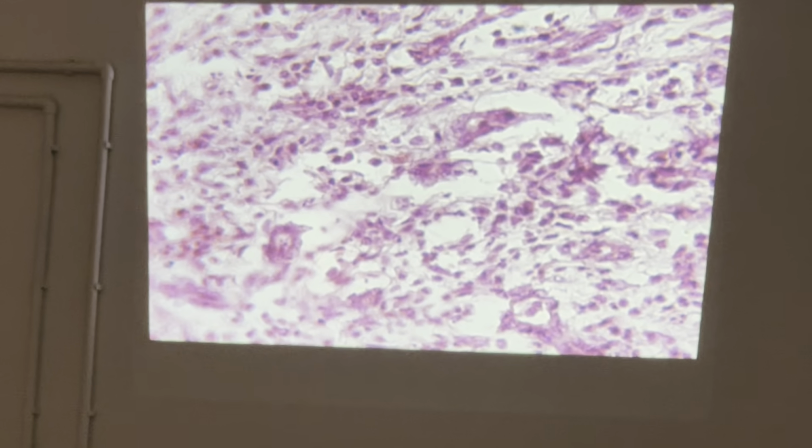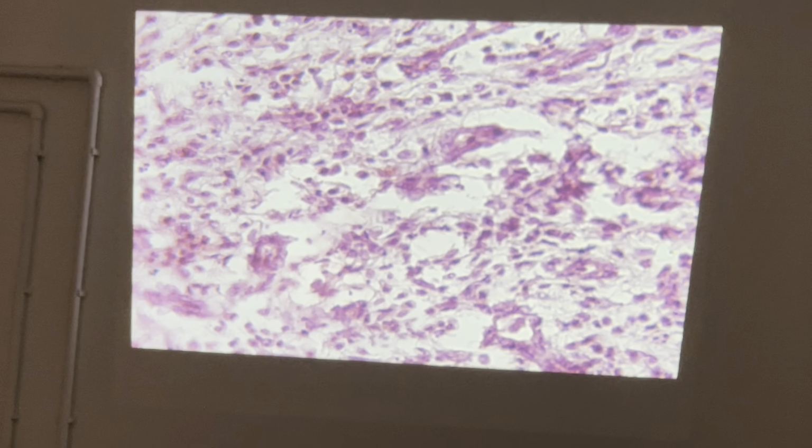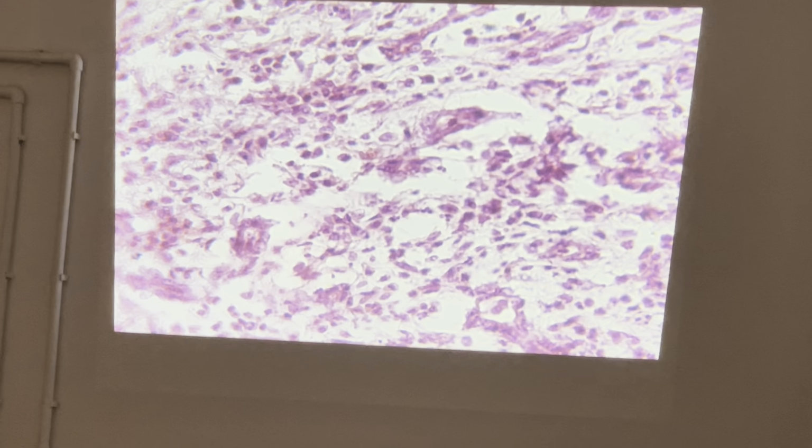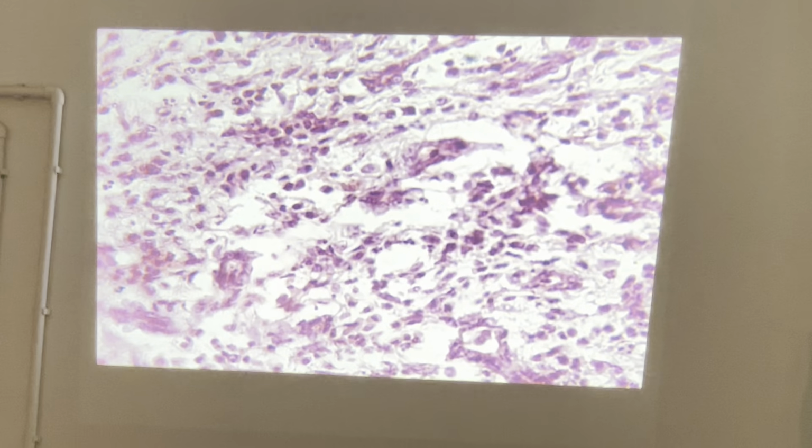Take a look in the high power. Where is the hepatocyte? Where is the sinusoidal capillary? This is replaced by the fibrotic parenchyma. So this section is also liver cirrhosis.